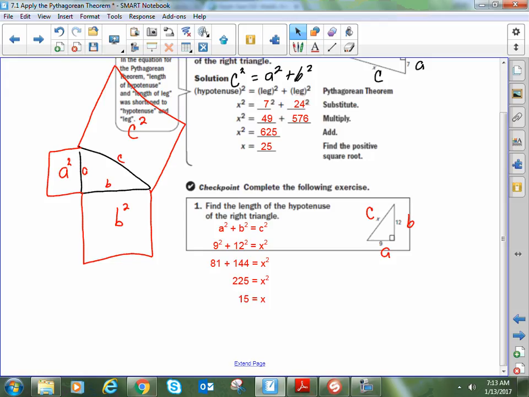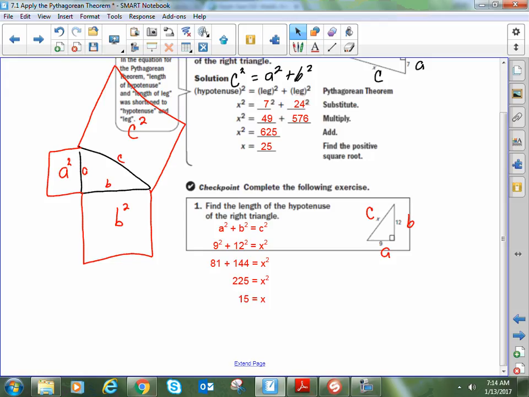Okay. Now, substituting the values, I get 9 squared for A, 12 squared for B, and C is what I'm looking for, so I called that x. Squaring both sides, I get 81 and 144. Combining my like terms, I get 225. Take the square root, and I get x equals 15. So again, we have another example of a Pythagorean triple.